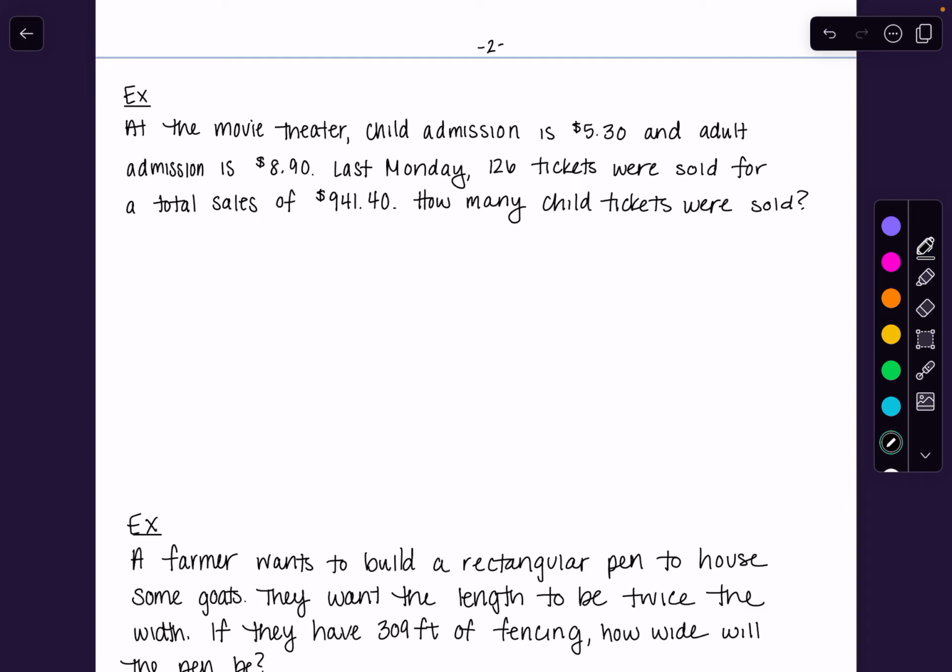Okay, so this is a problem because I have 2 unknowns. I don't know how many kid tickets were sold, and I don't know how many adult tickets were sold. But what I need to do is somehow relate the number of tickets plus the cost per ticket to get this total sales amount. So again, I'm going to start by breaking this into words first. So if you think about the total sales for this movie theater, it's going to equal the sales from the kids' tickets plus the sales from the adult tickets.